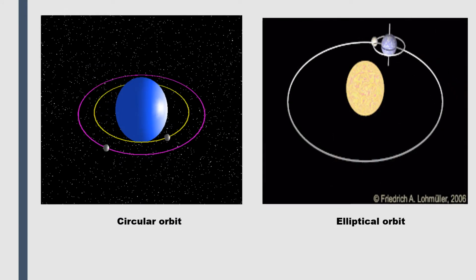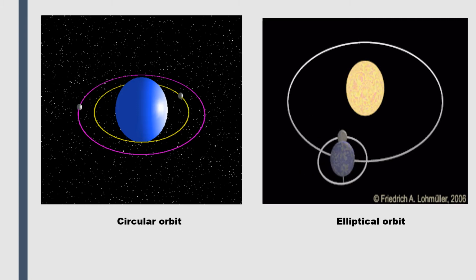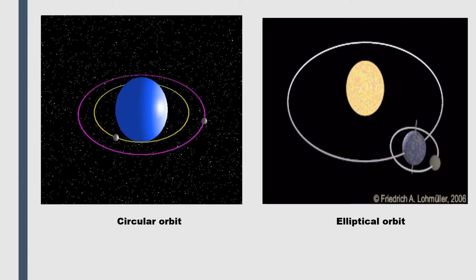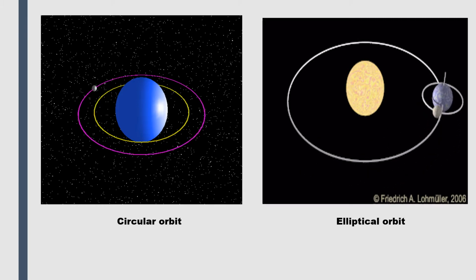The orbits come in different shapes. This is the orbit, this is the orbit. So you can see the orbits come in different shapes. The orbit can be circular as you can see here, or the orbit can be elliptical as well.